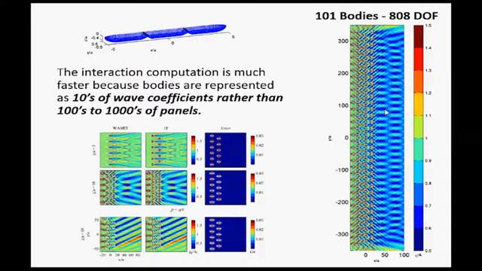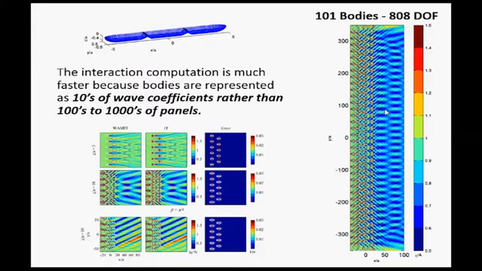And then we computed a large farm of 101 bodies, so a total of 808 degrees of freedom, which is a pretty massive problem. And that took about 40 minutes to do in the MATLAB code that we wrote for the interaction theory. And it's a computation that would just be completely impossible to do directly in WAMIT, which is typically how people have done it.